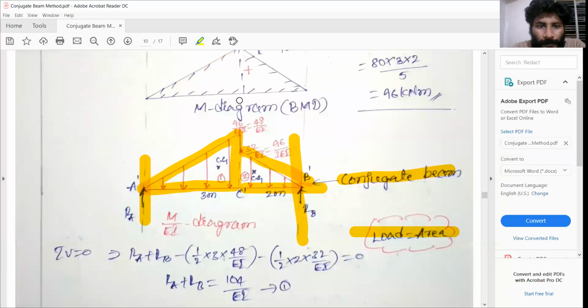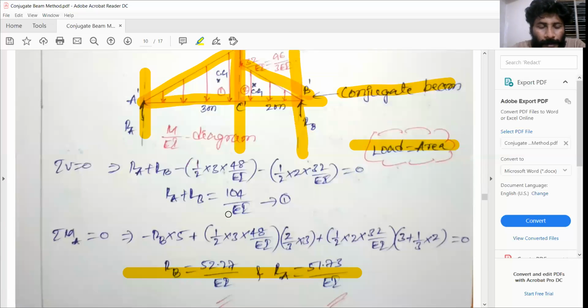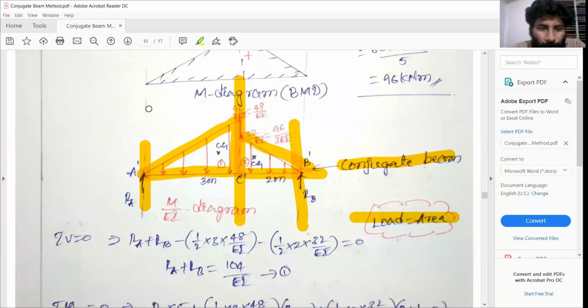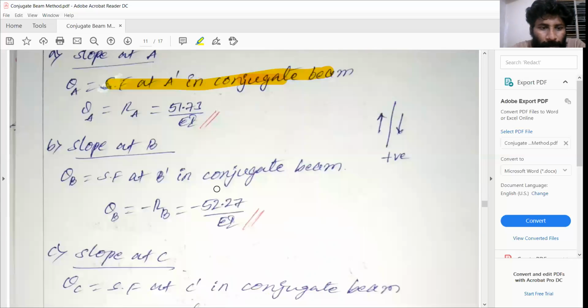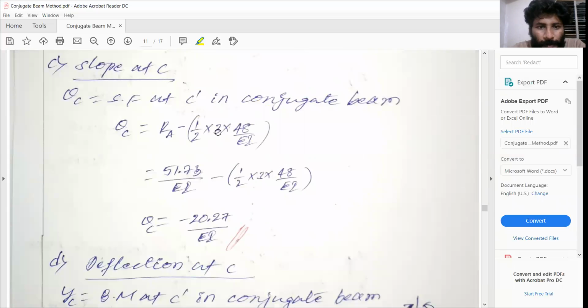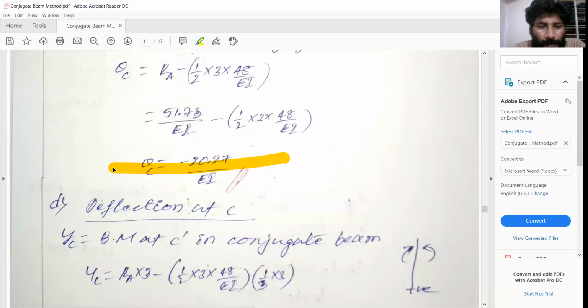Slope at C means shear force at C in the conjugate beam. So shear force at C means this is the vertical upward, this is the downward load. Therefore RA minus 1 by 2 into 3 into 40 by EI. You can see here RA minus 1 by 2 into 3 into 40 by EI. So we simplify that, you will get this answer.